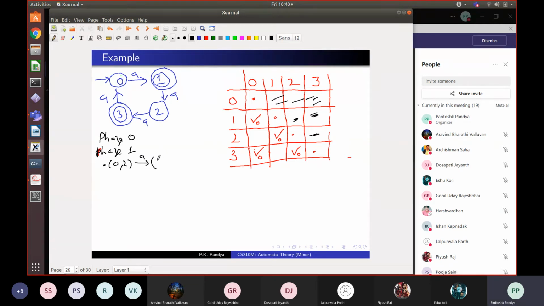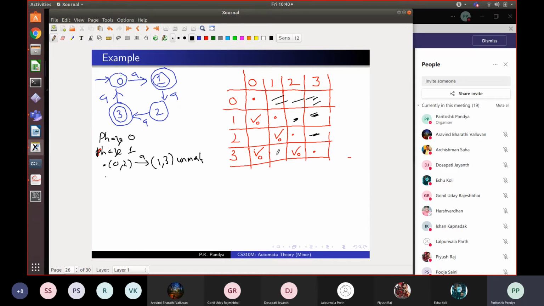Can somebody tell me where it will go? 0 will go to 1, on A? 1, 3. Is 1, 3 already marked? Not marked. This 1, 3 is not marked, right? So 0, 2 remains unmarked. So I will write here unmarked, right? So 0, 2 I cannot mark, and this is the only letter. This did not get marked.